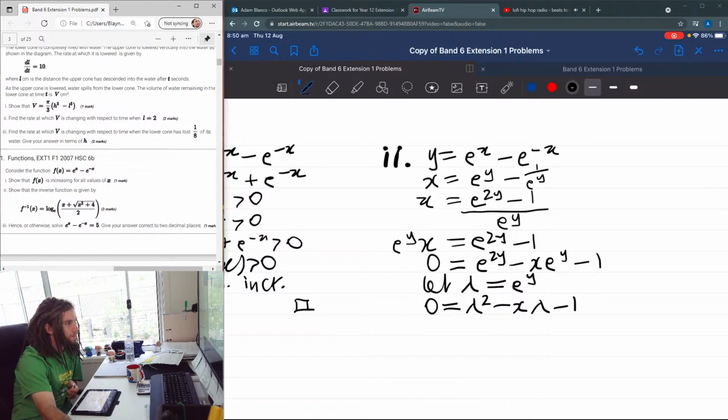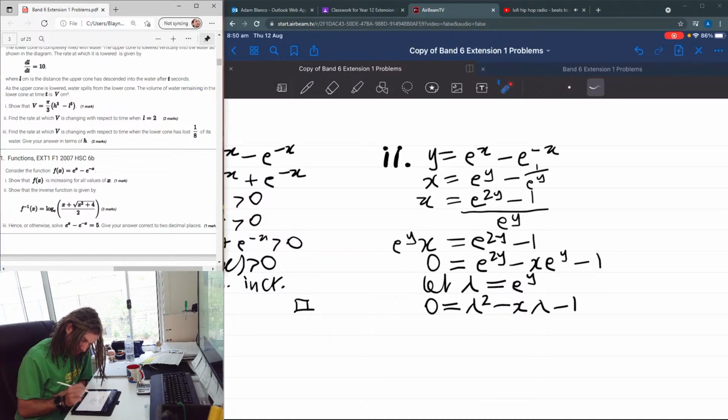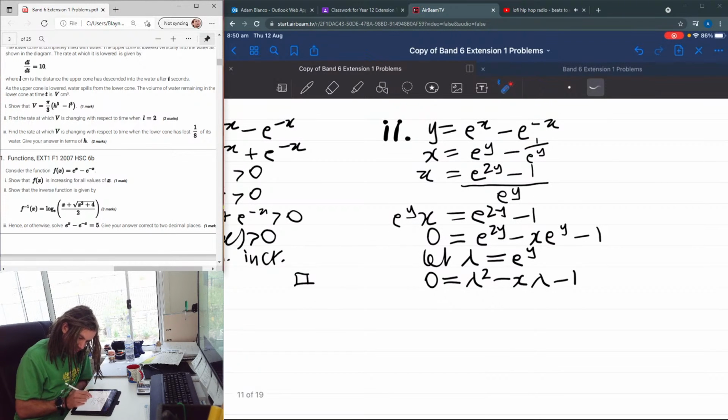Okay. Now I need to find, this x is confusing, isn't it? I want to know when this equals 0. Yeah, because the whole point is to get y by itself. So by letting lambda equal e to the power of y, I can now swap that out for a ln lambda. So ln lambda is going to equal y. I need to know what lambda is.